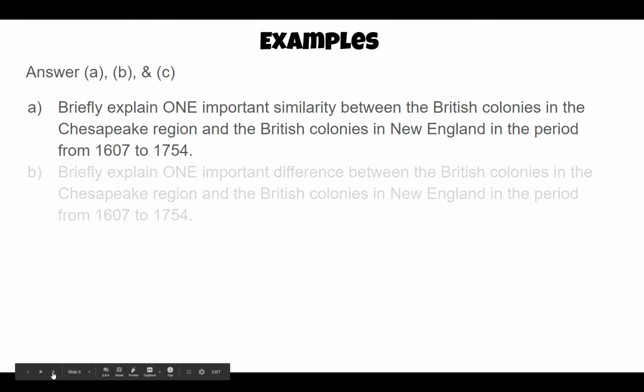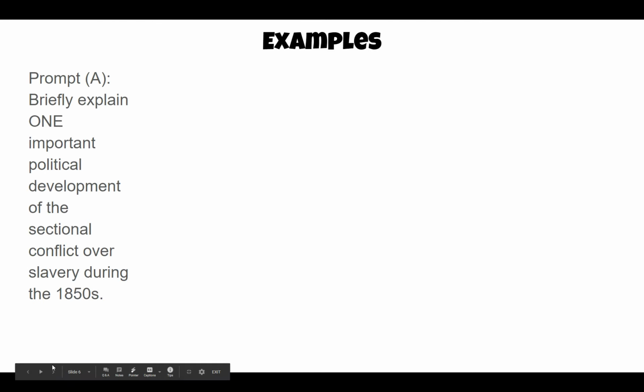So let's see how this looks. Here's another example. We're going to take only one of those prompts. Okay, let's take prompt A in this case. So it says, briefly explain one important political development of the sectional conflict over slavery during the 1850s.